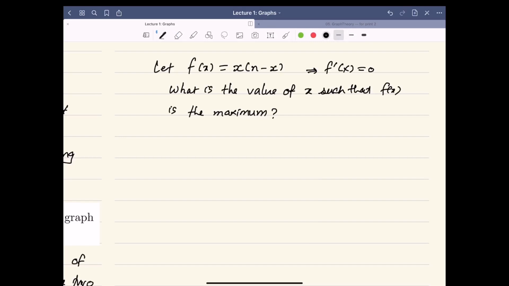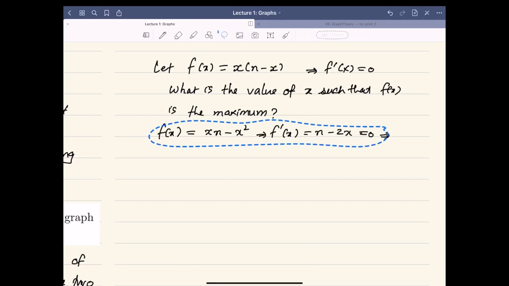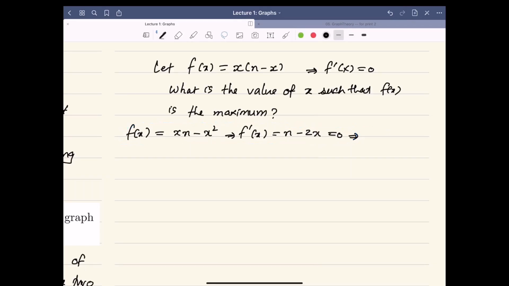So f of x is equal to xn minus x squared. The derivative of f of x will be equal to n minus 2x. Make it equal to 0. So from here, n is equal to 2x, so x is equal to half n. So this tells you that if you partition the two sets in half, then you will get the maximum value of the product of x multiplied by n minus x.